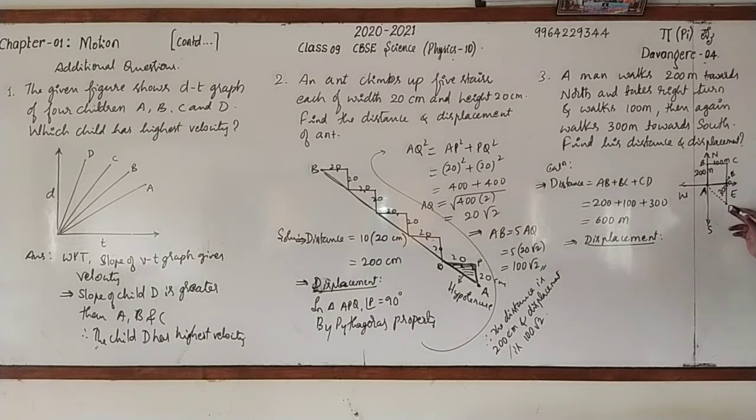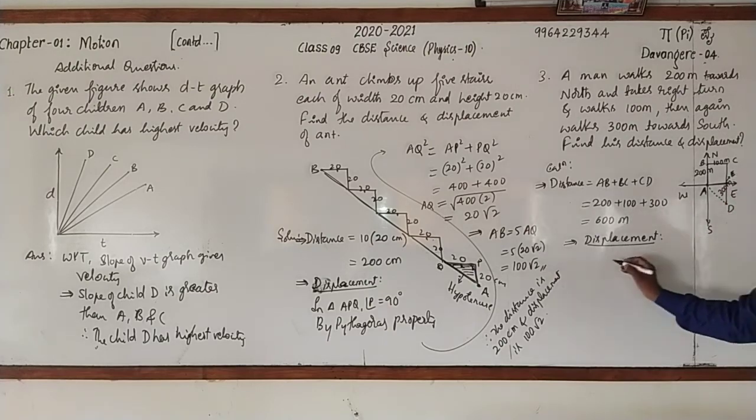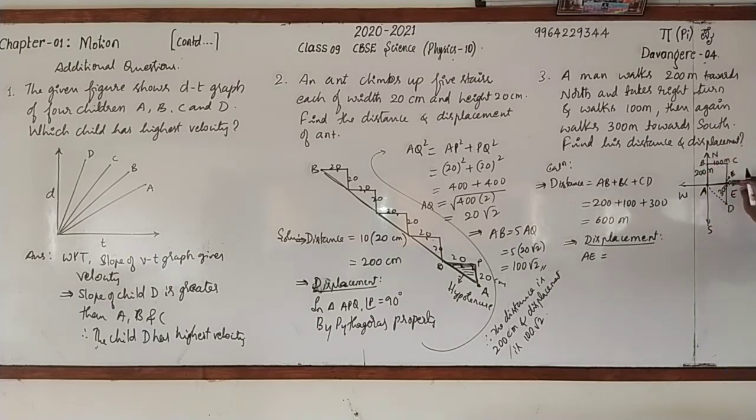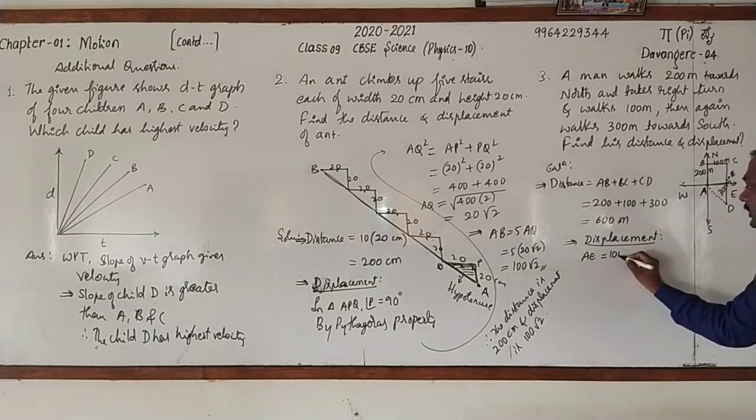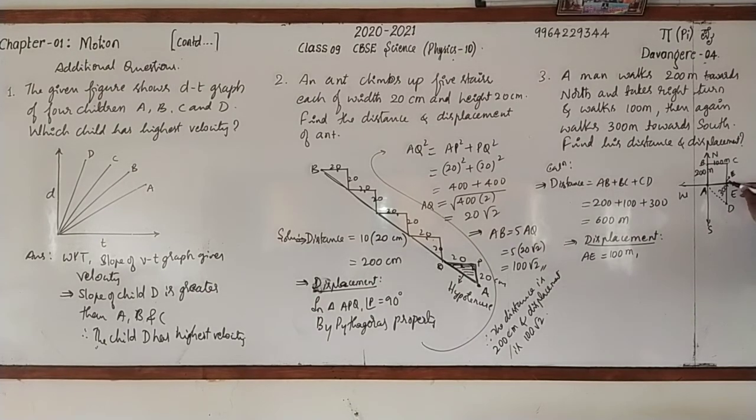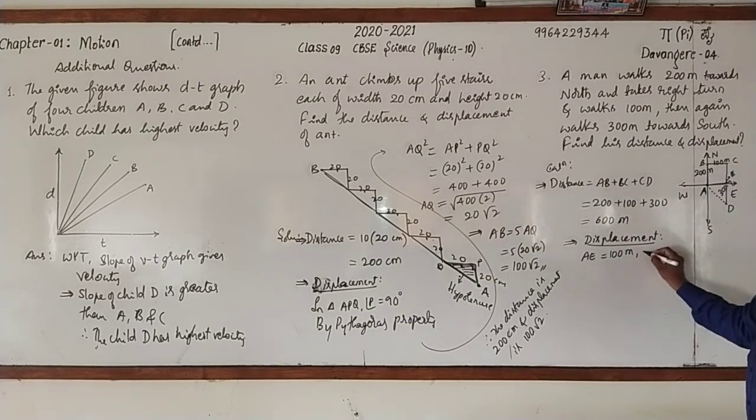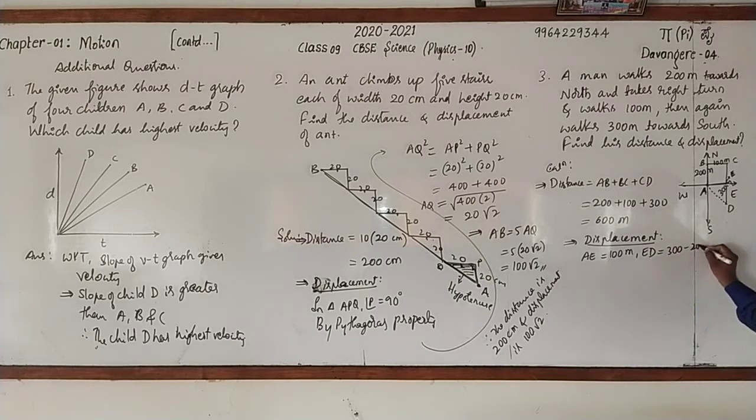By using Pythagoras theorem, you can find out AD. But to find that, you must know AE. What is AE? AE is nothing but BC. It is 100 meter. Next, ED. ED is how much? Look here. Total CD is 300. Up to here 200. 300 minus 200, it is 100. Here I'll write, ED equal to 300 minus 200 is equal to 100 meter.